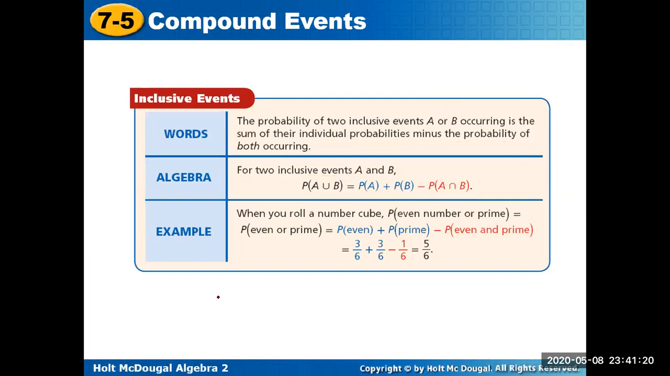All right. So the example given, when you roll a number cube, probability of even or prime is probability of even plus probability of prime minus probability of even and prime. The word used here, "and", is for the symbol intersection. "Or" means it can be either, but "and" means both conditions should apply to that number. So 3 over 6 plus 3 over 6 minus 1 over 6, which is 5 over 6.